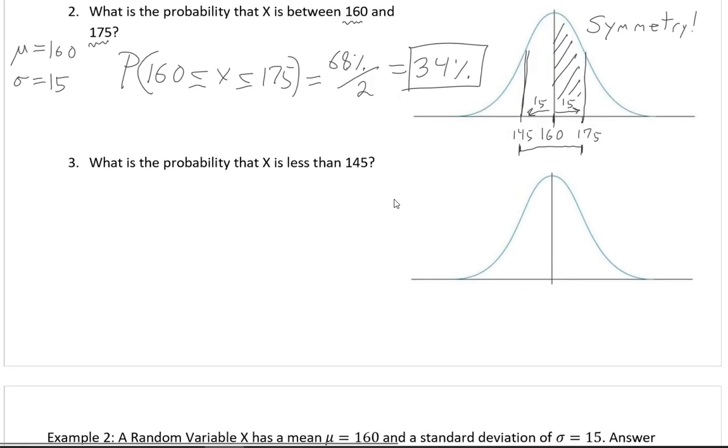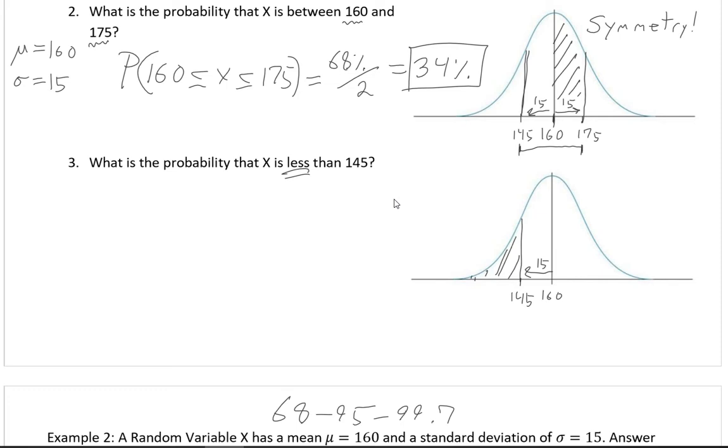All right, since I've scrolled down, I'm going to write again 68, 95, 99.7, just so you remember the numbers. What is the probability that x is less than 145? Well, yet again, I'll indicate the mean here in the center of 160. 145 is one standard deviation below that, as we've indicated in both of the previous examples. And what we want is a probability that x is less than 145, so that means we want this shaded region here. We want this tail.